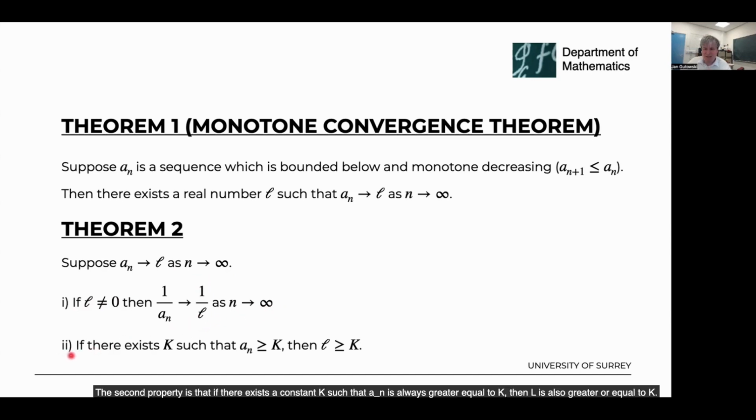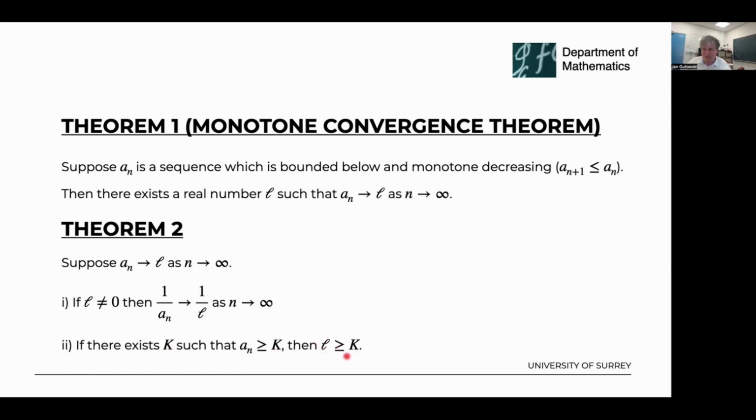The second property is that if there exists a constant k, such that a_n is always greater than or equal to k, then L is also greater than or equal to k. So these properties 1 and 2 are properties of limits of sequences, provided the limit actually exists. So we're going to use theorem 1 and 2. We're not going to prove them, but the proofs for these theorems are linked to below this video.